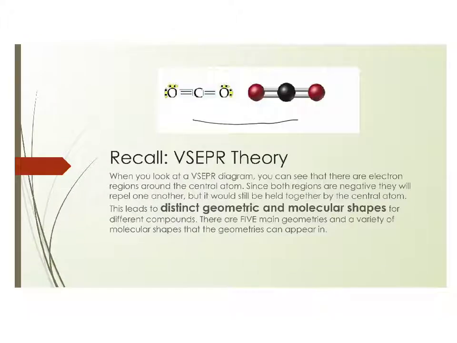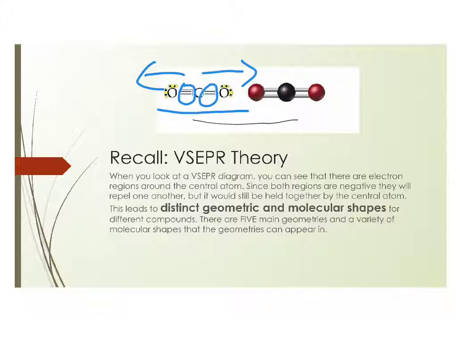When you look at a VSEPR diagram such as the one right here, you can see that there are electron regions around the central atom, which are right here and right here. These electron regions can also be known as electron pairs or bonded pairs. Since both regions are negative, they tend to repel one another, so they would go like this and like this. But since the central atom is still positive, they would still be held together in a certain shape. This leads to distinct geometric and molecular shapes for different compounds.